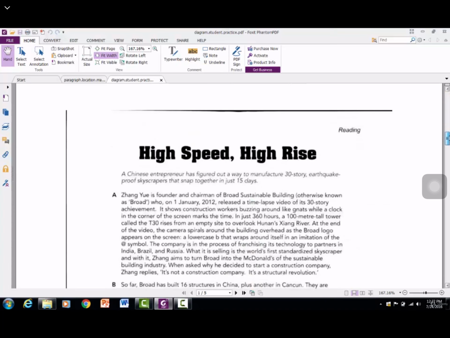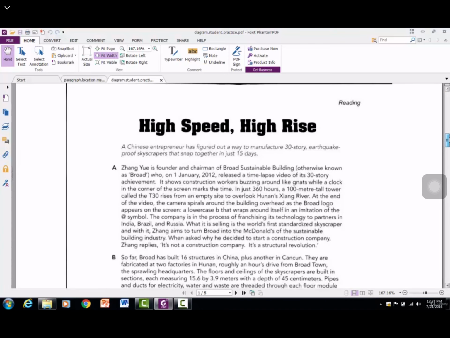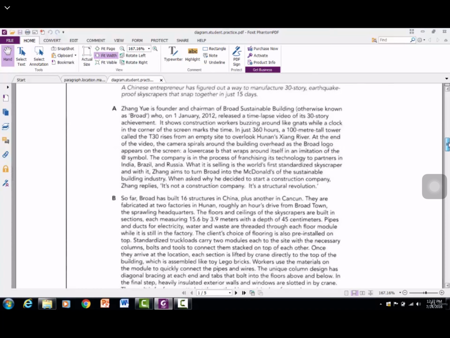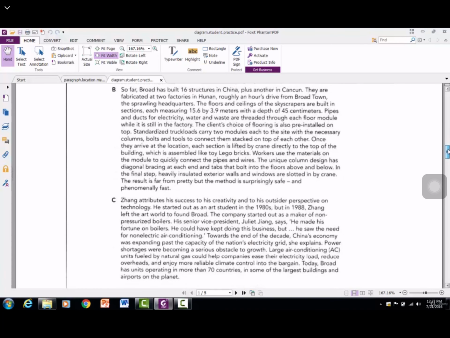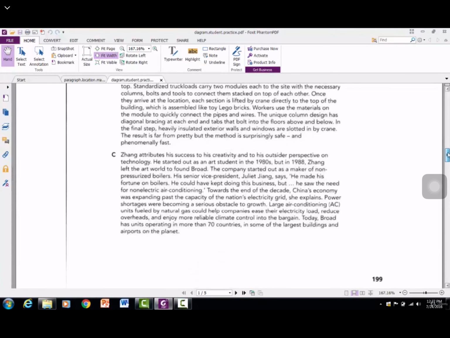All right, so let's take a look at this test here. It's called High Speed, High Rise. So let's go ahead and work on the diagram question.